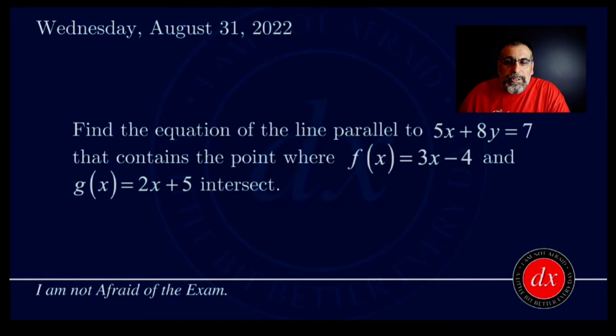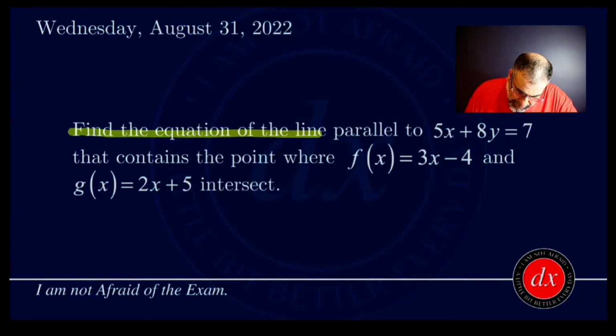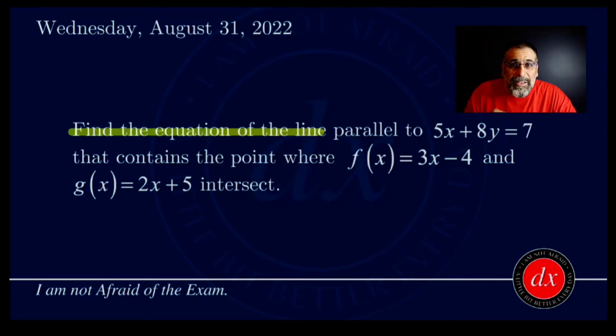So in this first example tonight, we're going to find the key word. So let's take a look. Find the equation of the line parallel to 5x plus 8y equals 7, knowing that it contains the point where f of x equals 3x minus 4 and g of x equals 2x plus 5 intersect. So our job to start is to find out what that keyword is going to be in this problem. Here, we've got a very familiar keyword in calculus. We're going to see it all throughout the year. Find the equation of a line. That is where we've got to start.